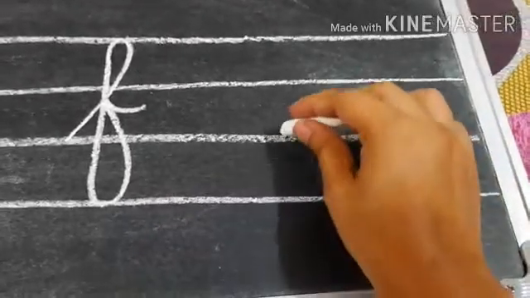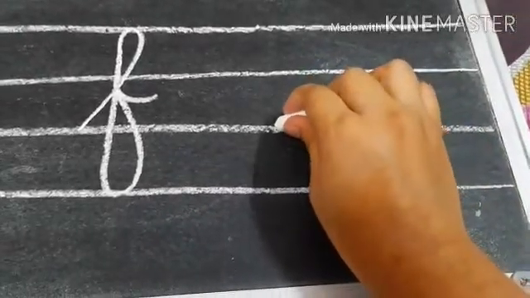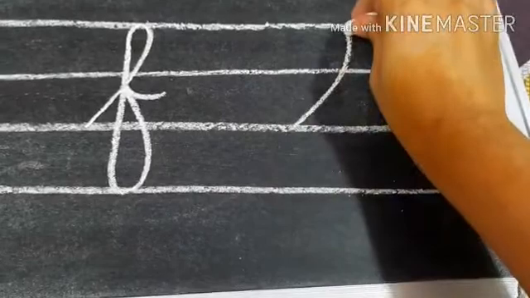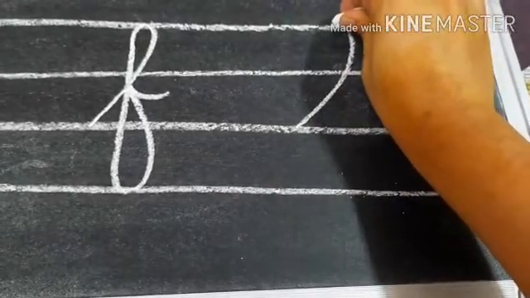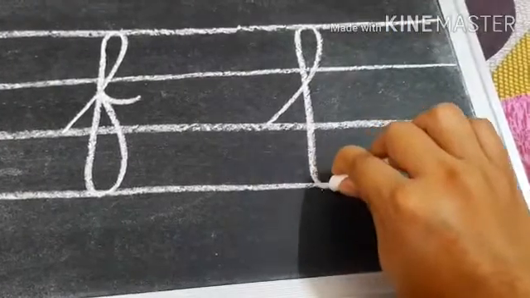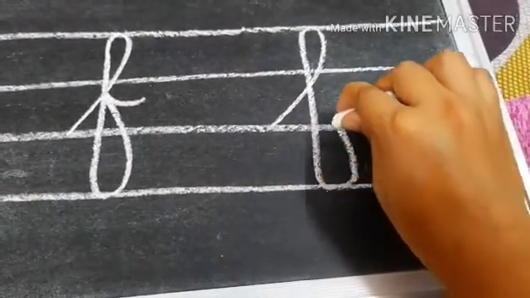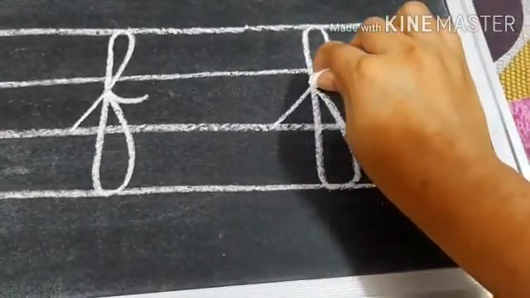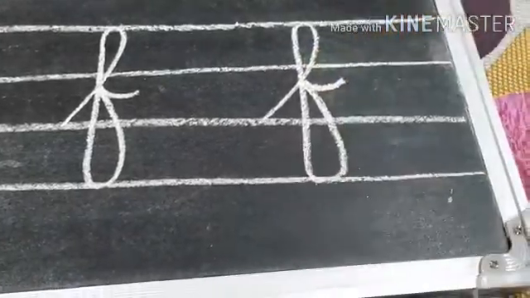Again I am making it here. From the third line, go slant, take a turn, come down to the fourth line, take a turn, go up, join it and take a turn. Cursive F.